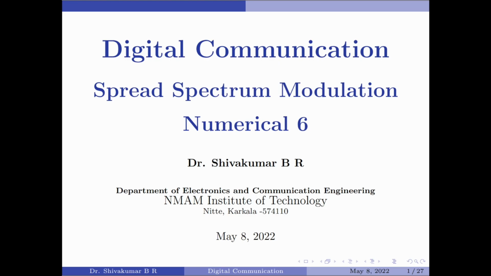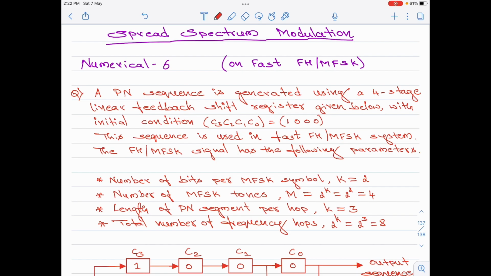In this video, I am going to take up the sixth numerical on spread spectrum modulation. Please note this is a numerical on fast frequency hopping. Specifically, it is on fast frequency hopped MFSK system. Let me read out the question first.